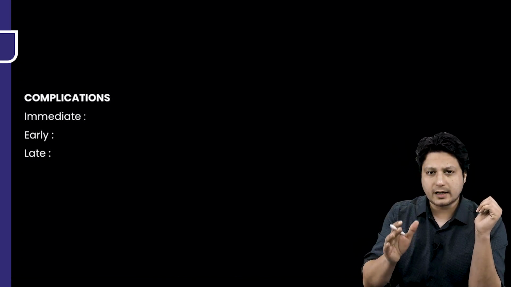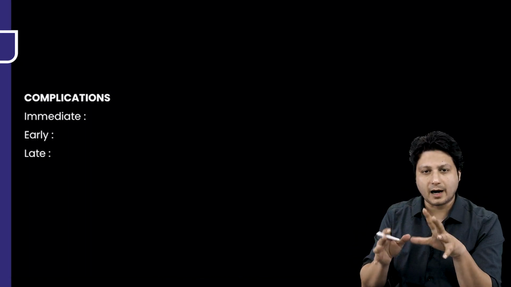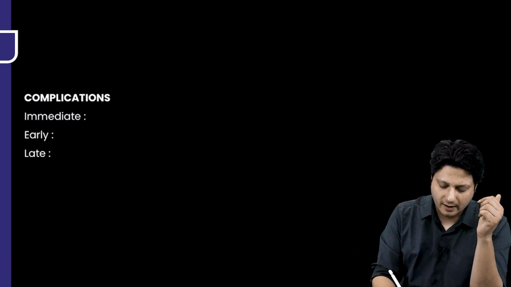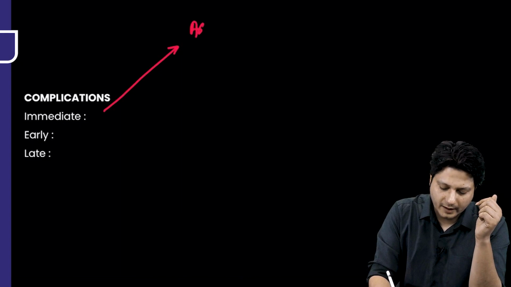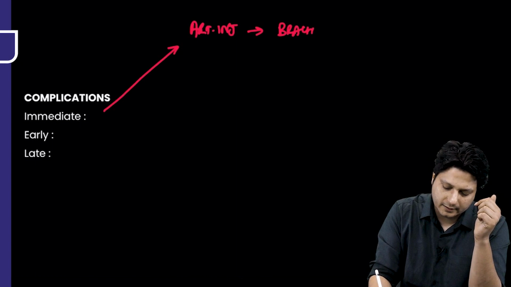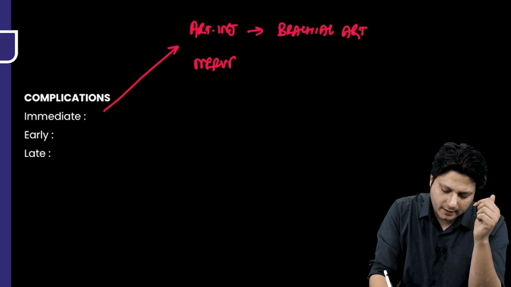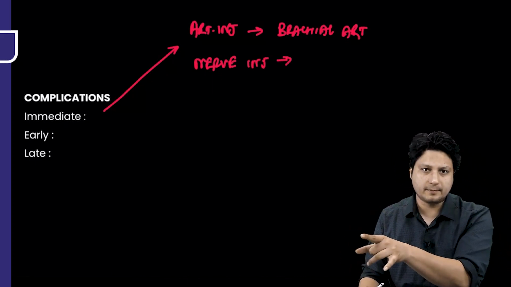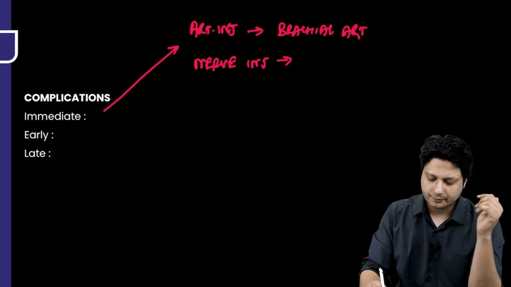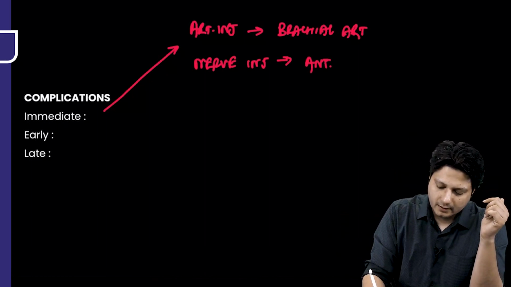So the first complication that is important for you at the time of the fracture assessment are the immediate complications. As we have already discussed, the immediate complication could be injury to the artery, that means arterial injury, and the artery which is likely to get injured is the brachial artery. Alright, and the second one is the nerve injury. The most common nerve which is likely to get injured with this supracondylar fracture of the humerus due to the fracture, not due to the management of the fractures, is the anterior interosseous nerve.